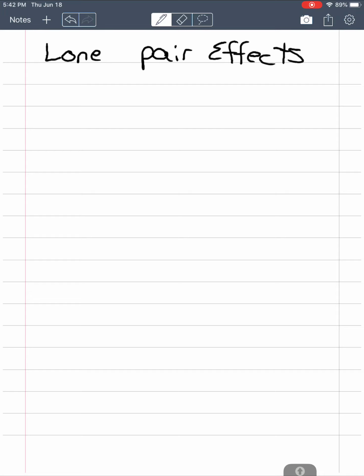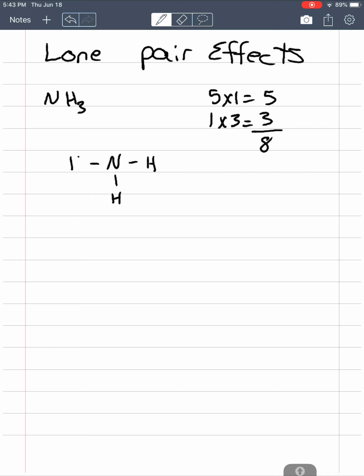All right, an example of that is NH3. That's for nitrogen. That's for hydrogen. Nitrogen goes in the middle because hydrogen can't.